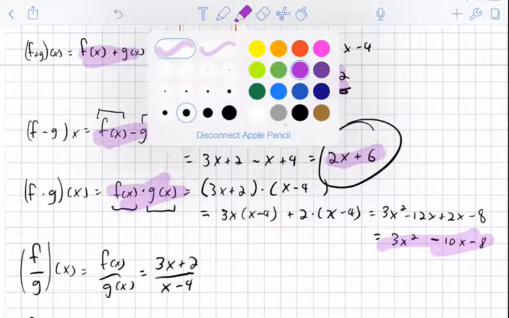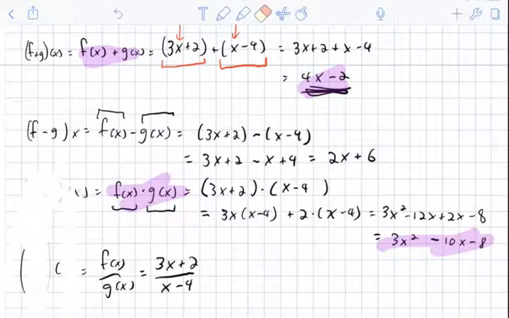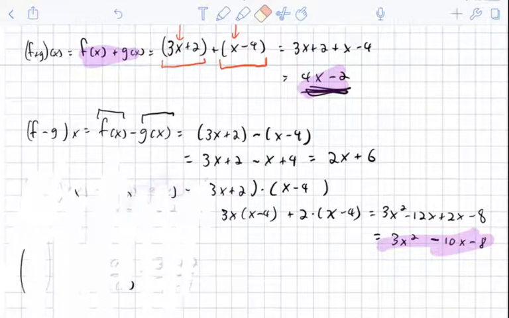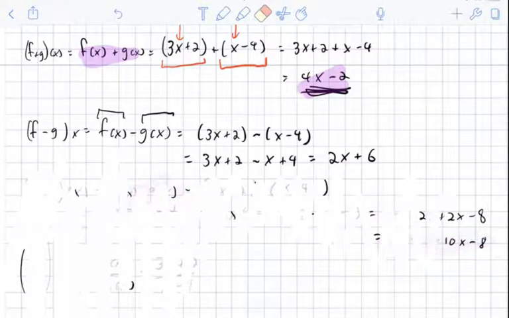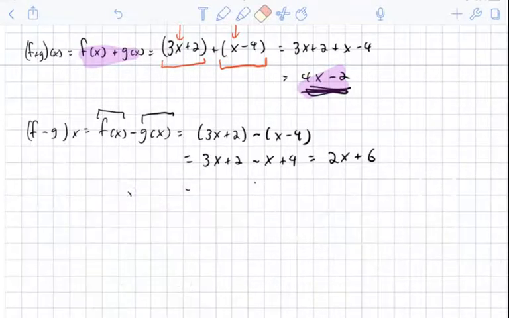Here, hold on, let me. You know what? I'm gonna erase some junk. Just give us some space here. Erase. Okay, so sometimes it helps to expand this expression.